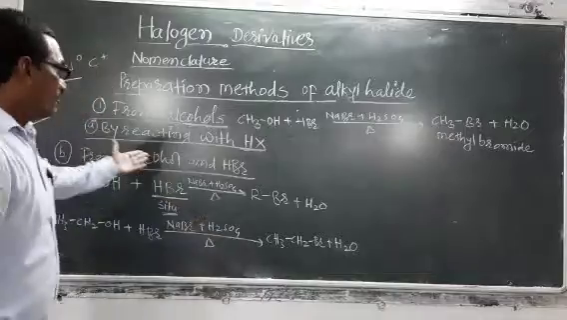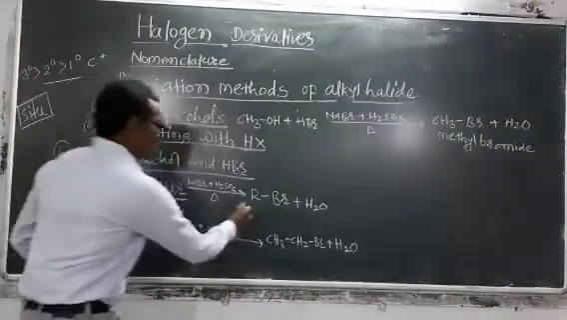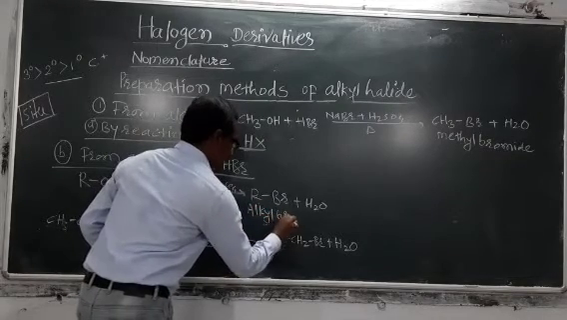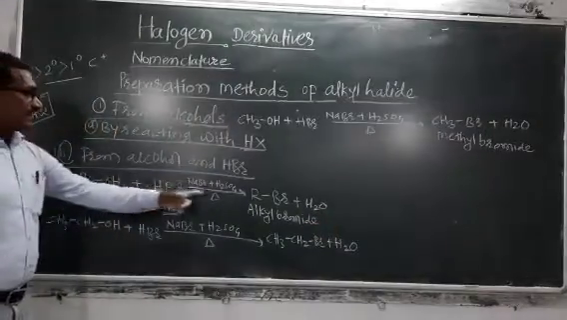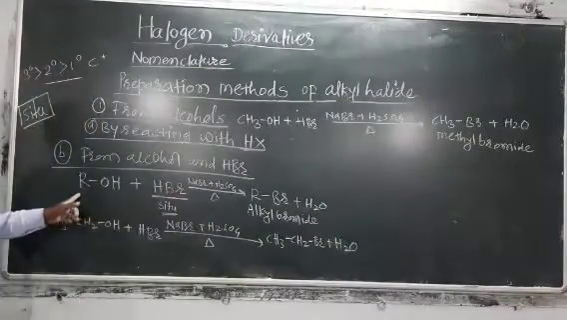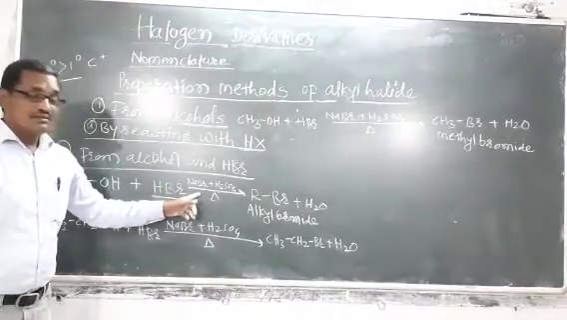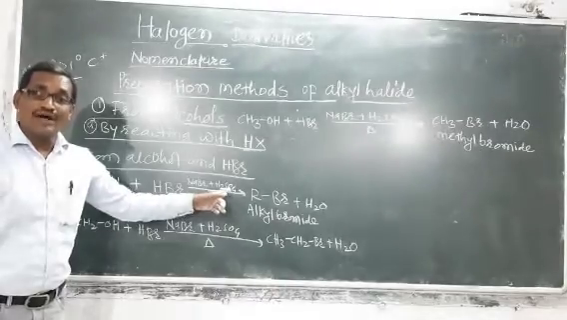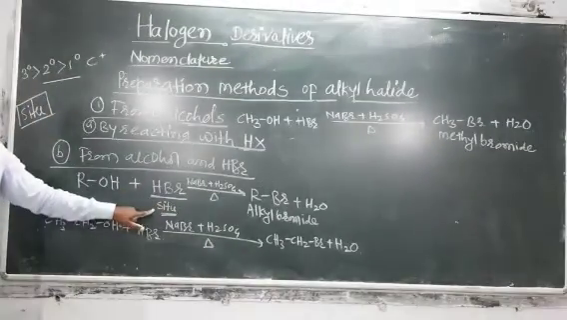Like this, we can prepare alkyl bromide. We can prepare alkyl bromide from alcohol, but we have to use NaBr plus H2SO4. Why is it? For the preparation of HBr in situ. Remember this point.